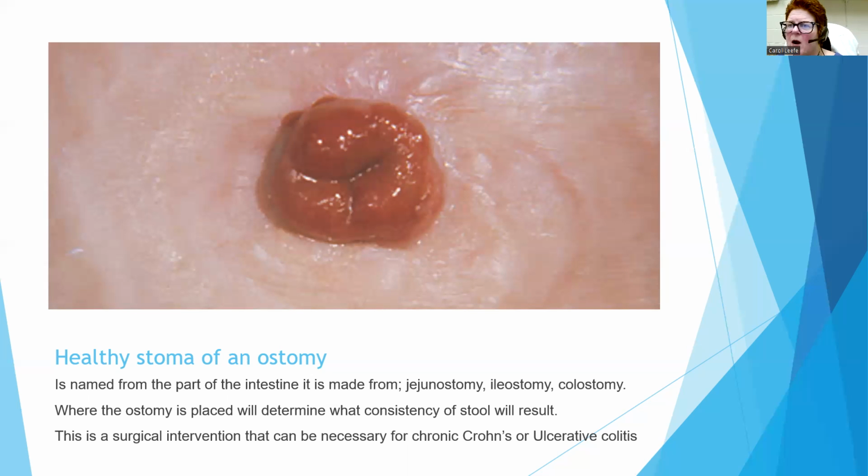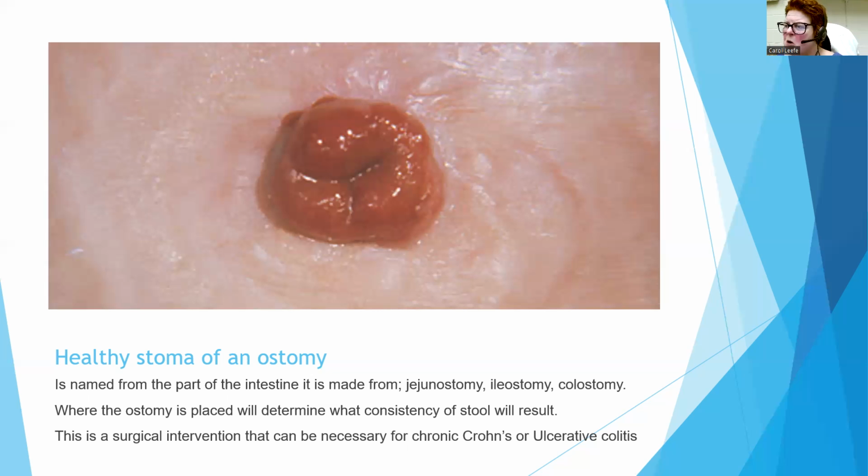Depending on where they put the ostomy depends on what it's named. Ileostomy for being in the ileum, a jejunostomy in the jejunum, and where that ostomy is placed will determine what consistency of stool will result.